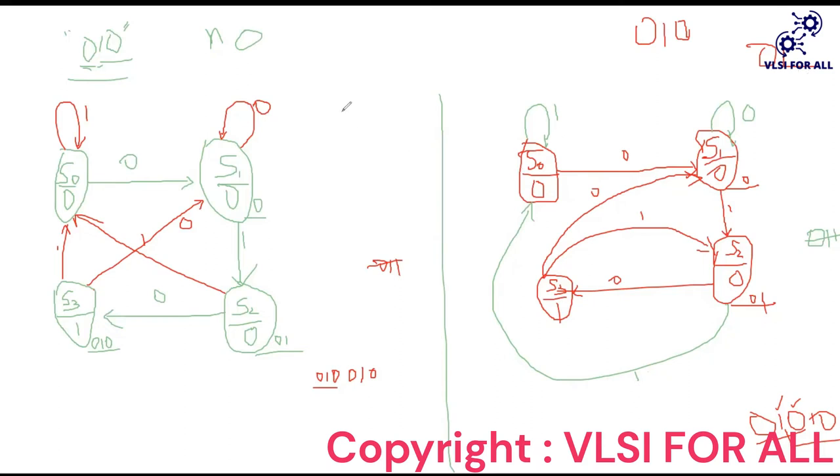I want you guys to try for more state machines for overlapping or non-overlapping. I'll mention the sequences and you try for them: 0, 1, 0, then 0, 1, 0, 1. Try for this and then try for 1, 1, 0, 0. Try for 1, 0, 1. Try these sequences for Mealy and Moore state machines for overlapping as well as non-overlapping.